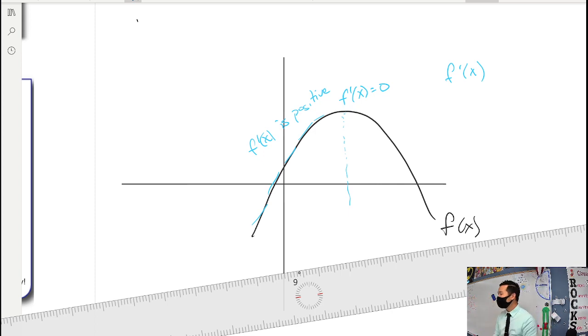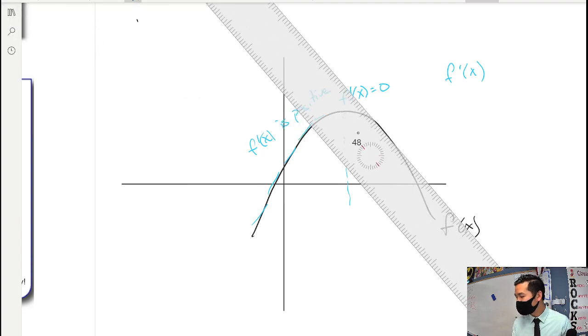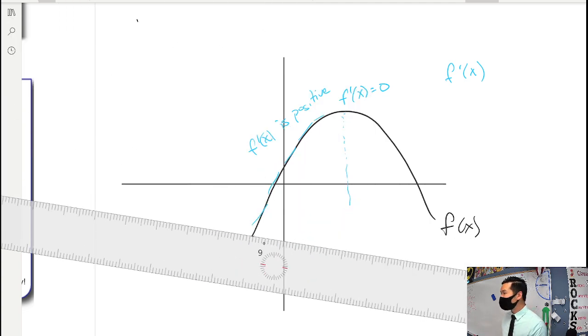And what happens on the other side here? What happens to my tangent line now? It goes down, making it negative. My tangent is now negative, which means my function is now decreasing. Do you see that? That's the relationship between that. So when they ask you to find when your function is increasing, you just need to find out when your derivative is positive.